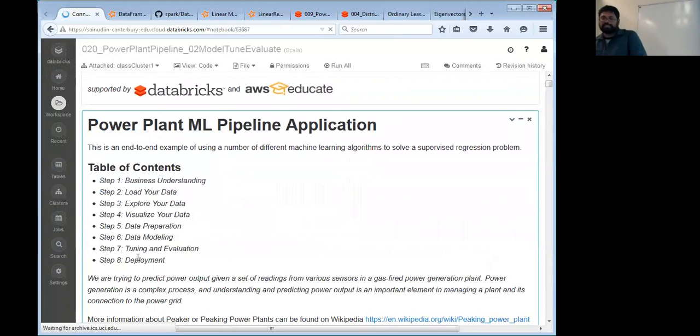Yeah, so maybe steps 7 and 8, I'll repeat from next week. Does everyone who doesn't have a UC email address want Databricks Community Edition? Okay, good.